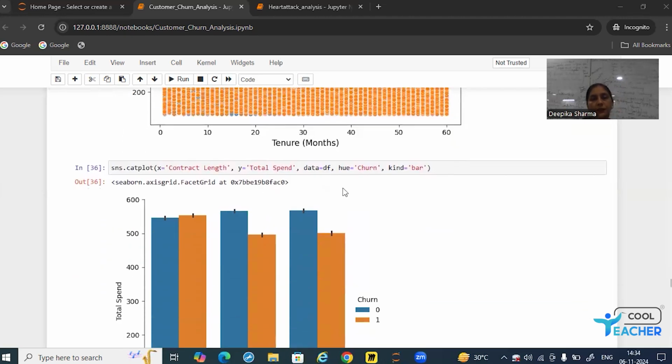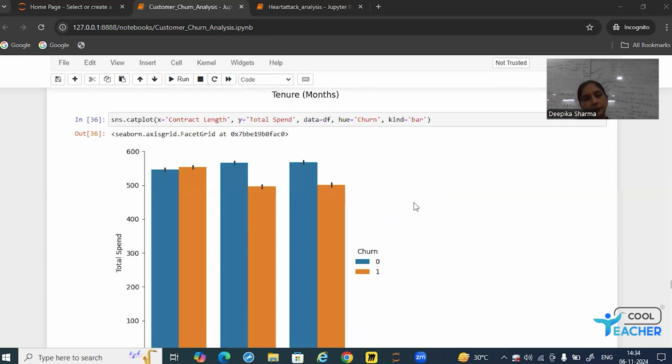Now let's move ahead and do certain more data analysis. That one is sns.catplot. Inside the sns.catplot, the category plot, I want to understand the scenario with the contract length and the total spend along with the churn. It means I want to understand how many months the customer is retained, how much spend they are doing, along with whether they have churned or not.